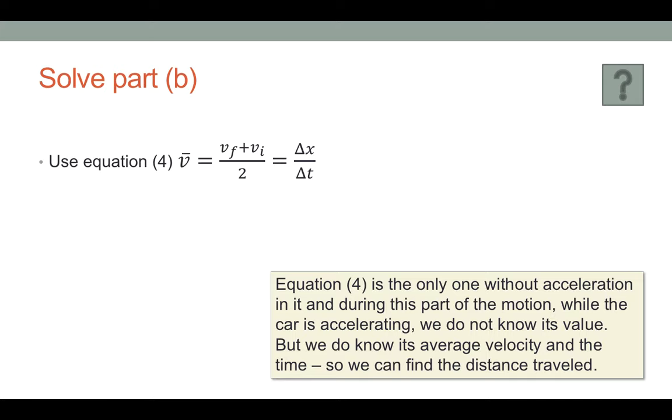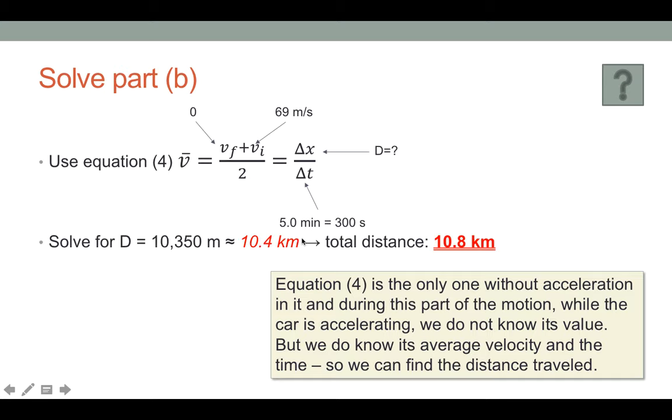It's going to come to rest, so we know the final velocity. And we know the time is 5 minutes, so we know the time. And what we wish to find out is how far did it go, which is delta x. So these are the quantities that we know. This is the one quantity we don't know, and it's the only unknown in the equation, so we can solve for delta x. Plugging the numbers in and solving, we get 10,350 meters, or about 10.4 kilometers.